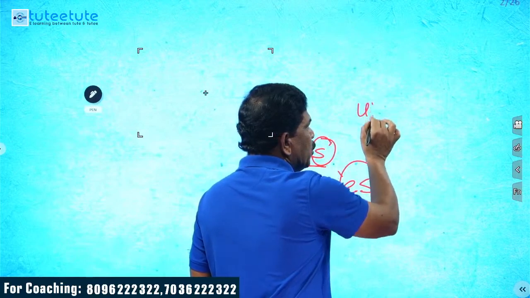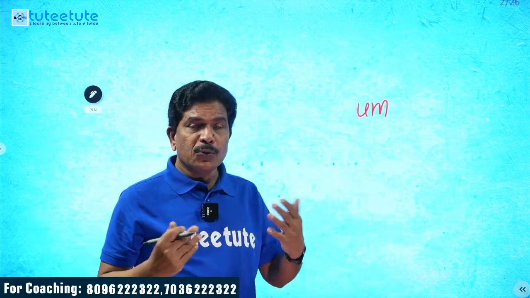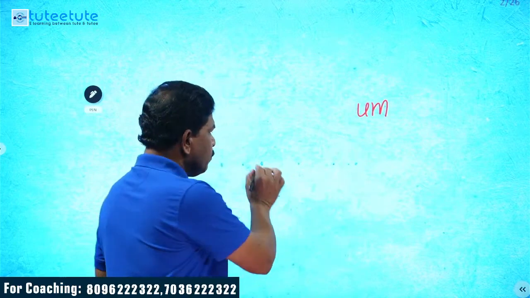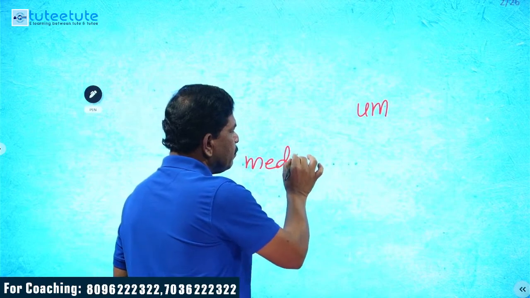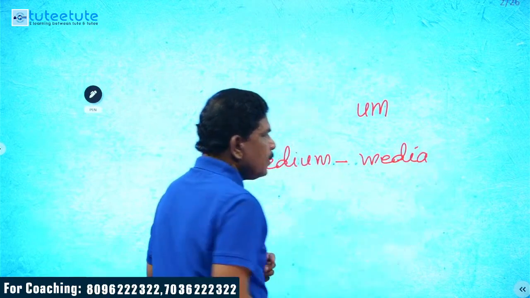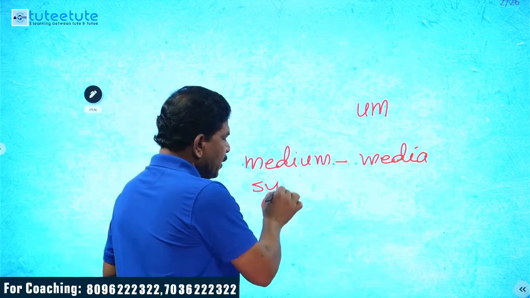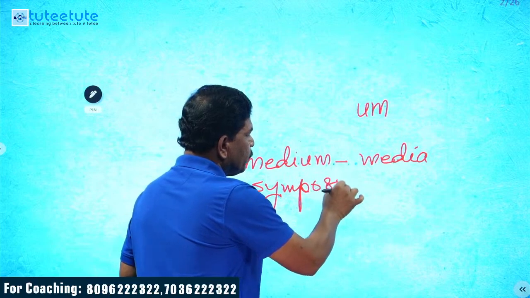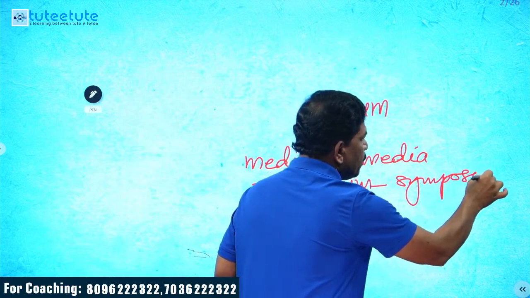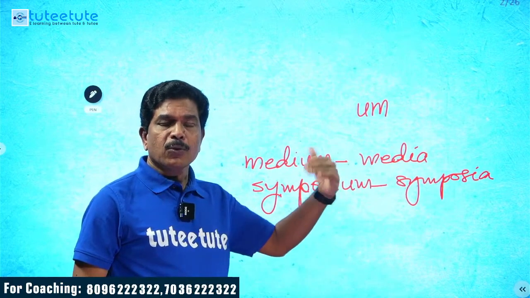Some nouns end in um, you must have seen that. Medium. How do we change the singular medium into plural? Medium becomes media. Here media is plural, medium is singular. Then we have another noun, symposium, and we know symposium becomes symposia in plural. So this is how we change these foreign nouns into plural.